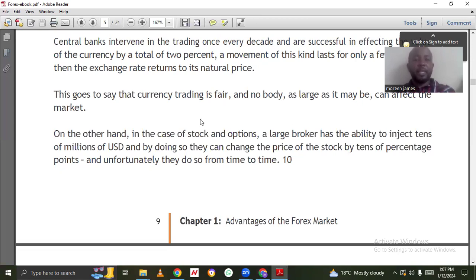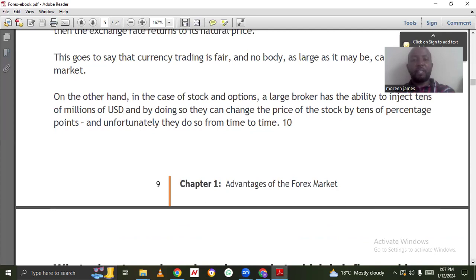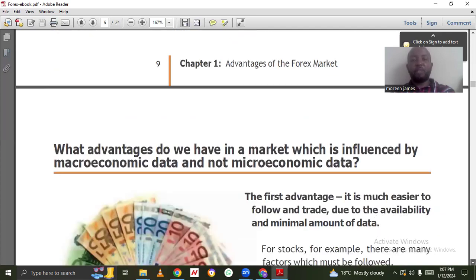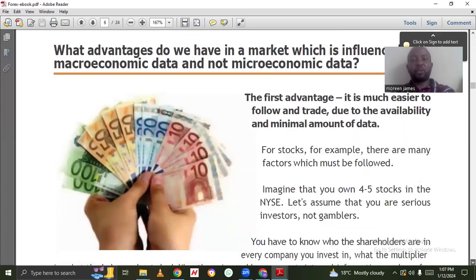On the other hand, in the case of a stock or option, a large broker has the ability to inject tens of millions of dollars, and by doing so, they can change the price of a stock. This is usually called price manipulation. Unfortunately, when they do that, if you had bought or sold, it can affect you. So what advantages do we have in a market which is influenced by macroeconomic data?